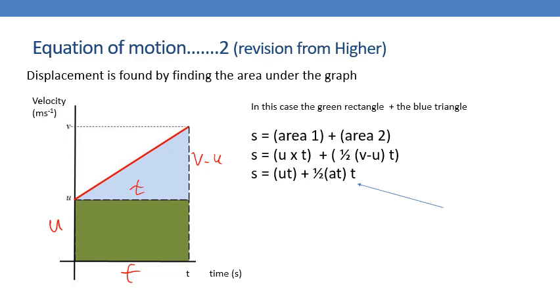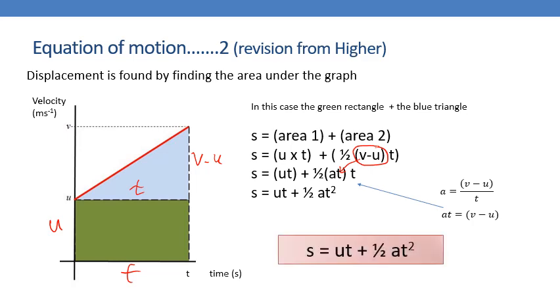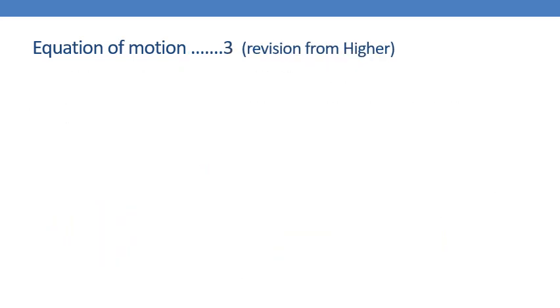Line 3 here introduces a, and that is because a is v minus u over t. So if we substitute in a times t for v minus u in this expression here, we can come up with this one there. And simplifying that, we get our second equation of motion, s equals ut plus half at squared, that we applied last year. Our third equation of motion is the one without the time, v squared equals u squared plus 2as. And really, you can come up with that by substitution.